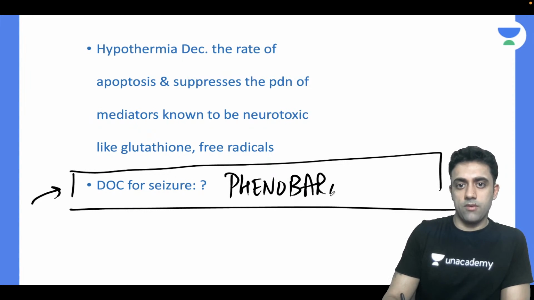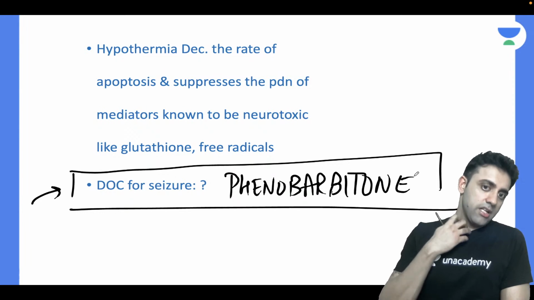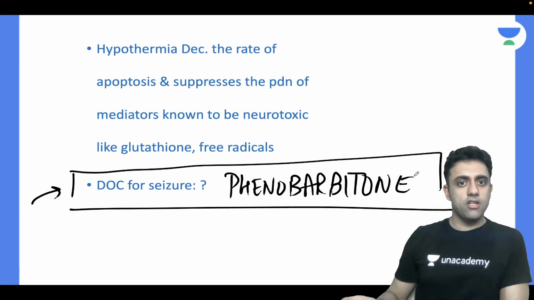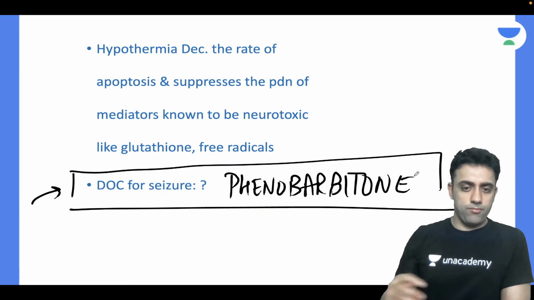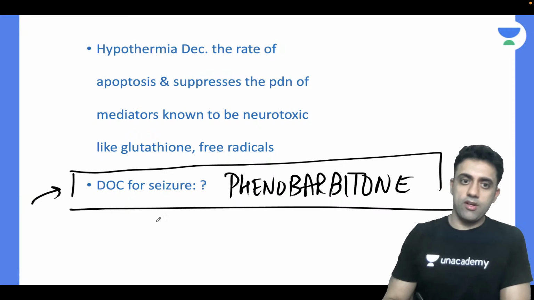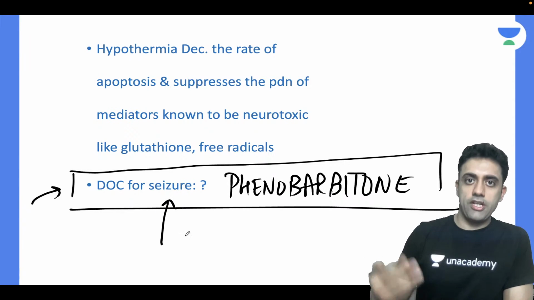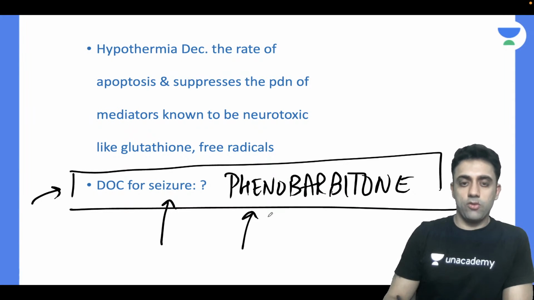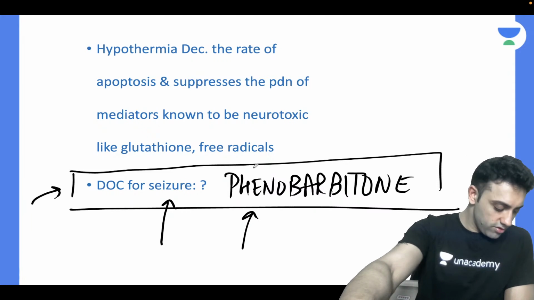Phenobarbital is the drug of choice for a neonate having seizure because of any reason. If a newborn is having seizure because of not crying at birth and so on, then phenobarbital is the drug of choice. Very good, Mahi.